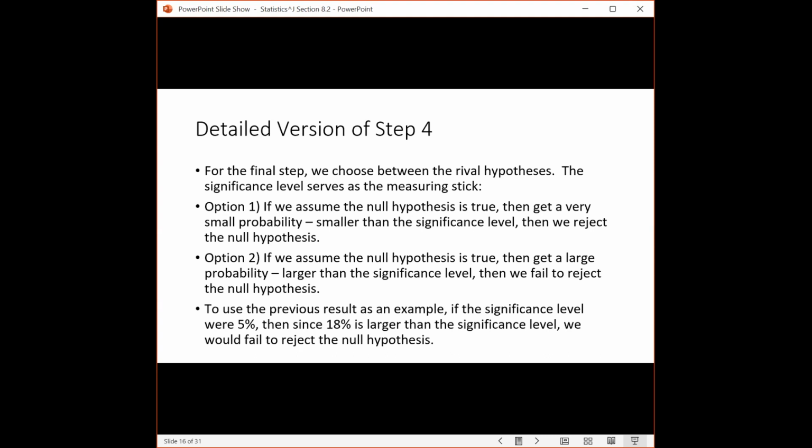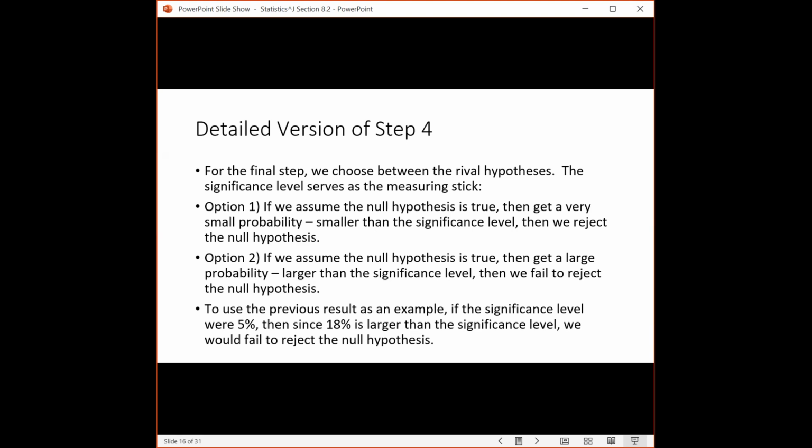Option 2: if we assume the null hypothesis is true, and we do an experiment and get a large probability, which is what you'd expect to happen, a number that's larger than the significance level, then you fail to reject the null hypothesis, and that suggests that the null hypothesis is correct.